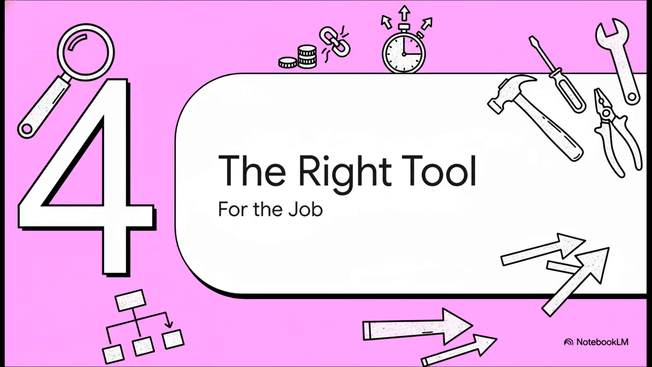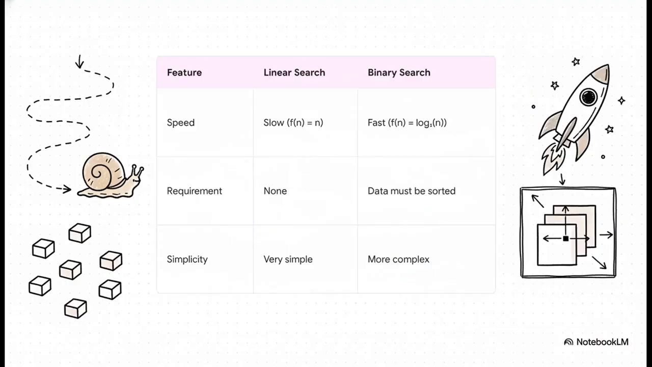So does this mean binary search is just always better? Well, not necessarily. That massive speed advantage comes with that one big string attached. It's really all about picking the right tool for the right situation. And this chart here breaks it down perfectly. You've got linear search. Yeah, it's slow, but it's dead simple and it has 0 requirements. On the other hand, you have binary search, which is crazy fast, but it's a bit more complex, and more importantly, it demands that your data is already perfectly sorted.